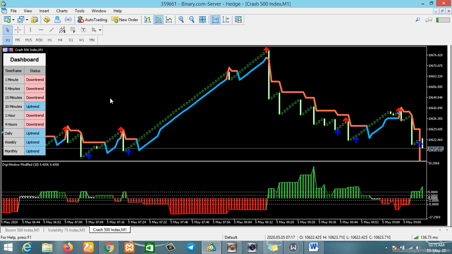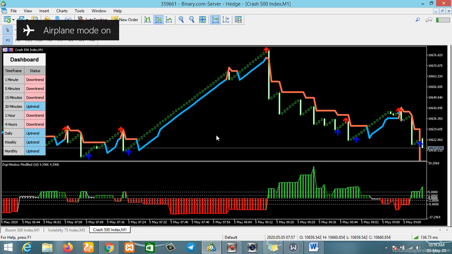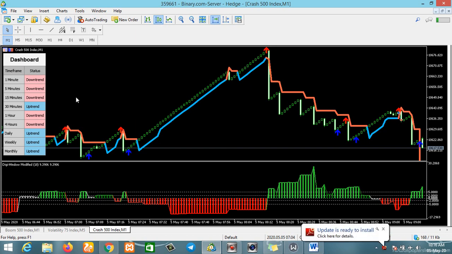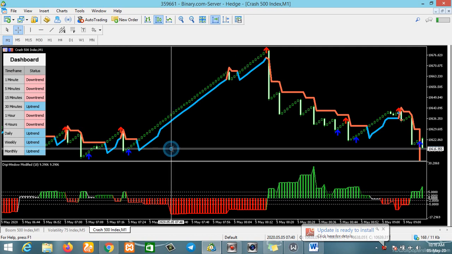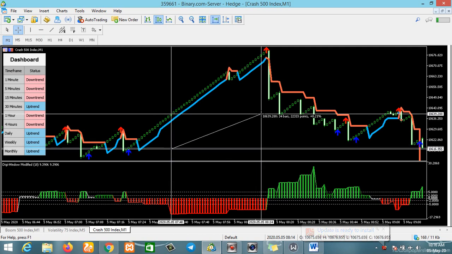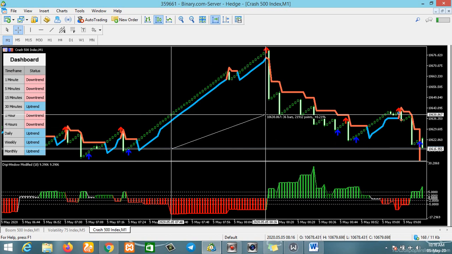Okay, now let's head into our other explanation. What do we look out for before we can enter our trade? The things we need to look out for are very, very simple. First, we should know that we are only interested in the bright trade, because the bright trade is the uptrend of the crash.